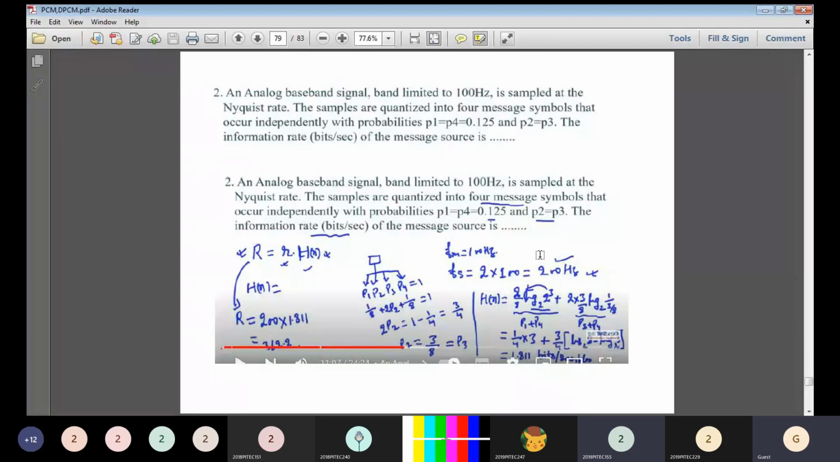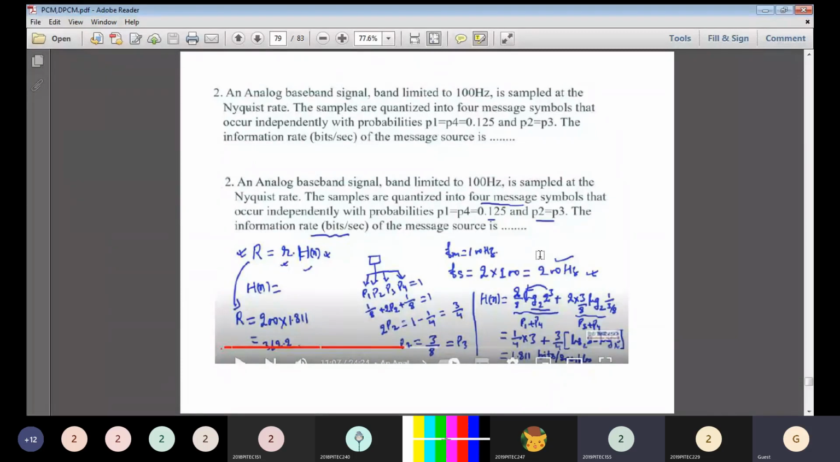How can we find it? By using the formula R equal to small r into H of X. So as usual, we have to find out H of X. How can you find out the entropy value H of X? By using the formula Pi log of base 2 into 1 by Pi. Using that formula, we can find out the value of H of X. The value of H of X is 1.811 bits per symbol.